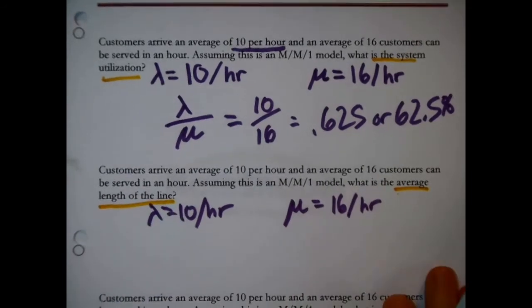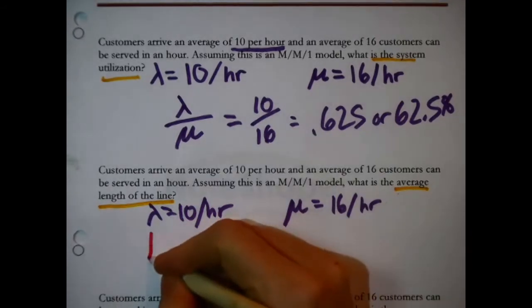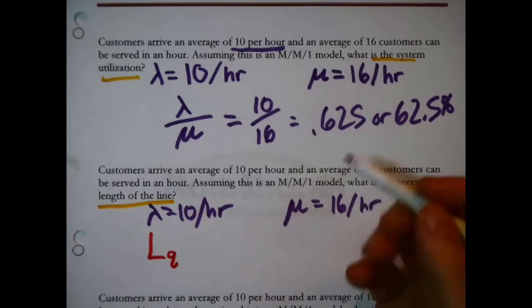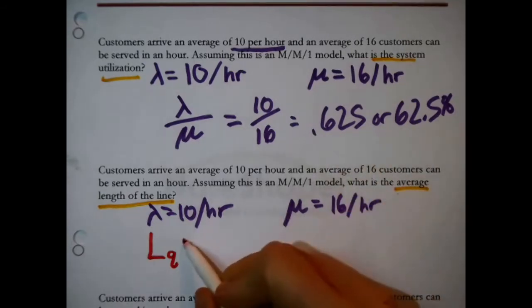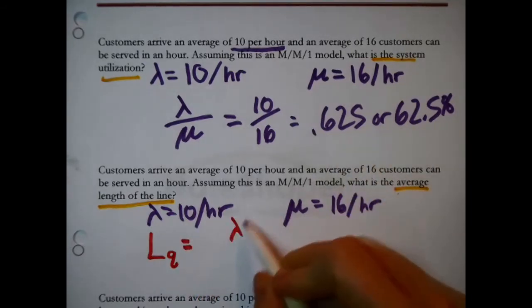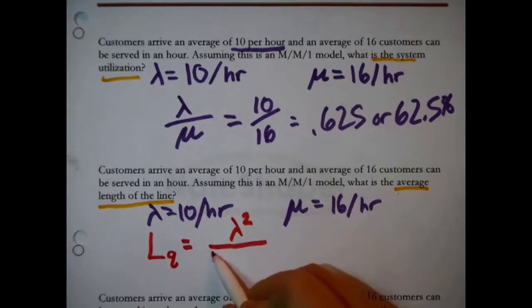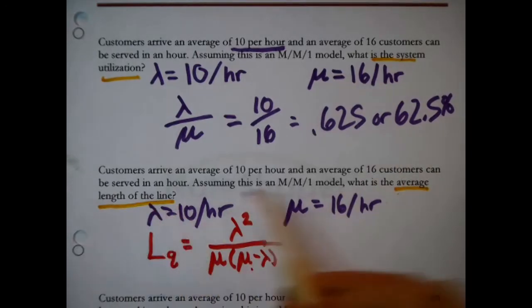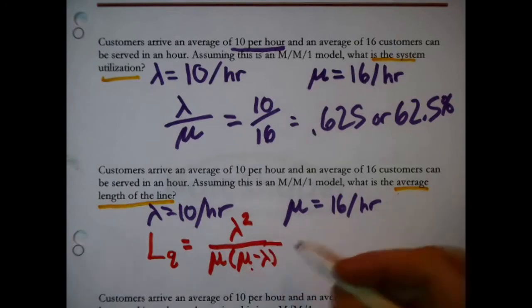Now here's where recognizing the different formulas becomes so critical. The average length of the line, capital L for length, lowercase q for line, q being another word for a line. That's the formula that reads lambda squared divided by mu times mu minus lambda. This is the formula we need to answer that question. Now all we need to do is fill in the formula.